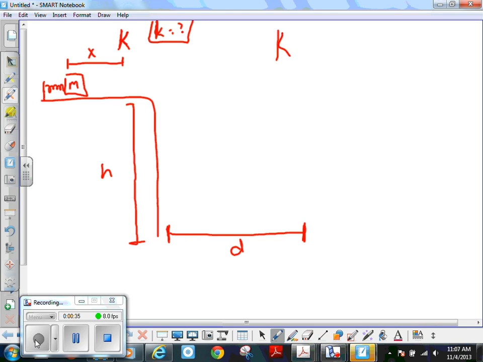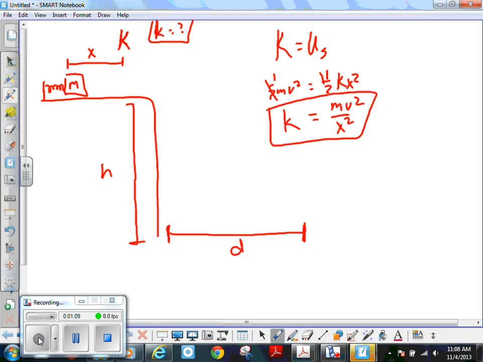Kinetic energy at that point at the edge of the table is equal to the potential of the spring, right? So 1/2 mv squared is equal to 1/2 kx squared. If we knew what our velocity was, we could cancel these out, and our spring constant then is going to be equal to mv squared divided by x squared. And we have all those variables except for v, so this isn't valid because it doesn't say we can do it in terms of v.